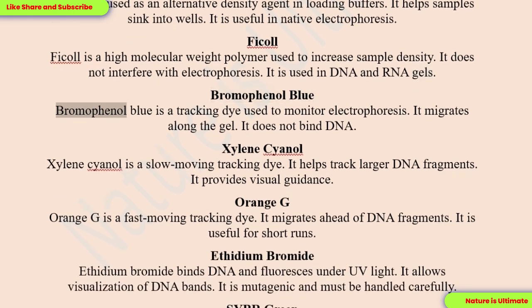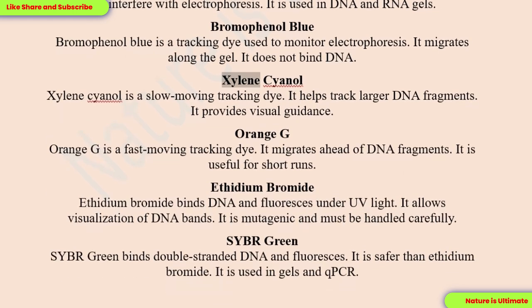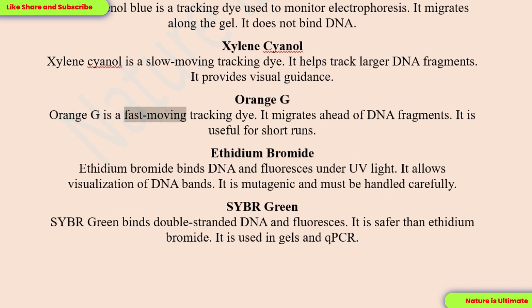Bromophenol blue. Bromophenol blue is a tracking dye used to monitor electrophoresis. It migrates along the gel. It does not bind DNA. Xylene cyanol. Xylene cyanol is a slow-moving tracking dye. It helps track larger DNA fragments. It provides visual guidance. Orange G. Orange G is a fast-moving tracking dye. It migrates ahead of DNA fragments. It is useful for short runs.